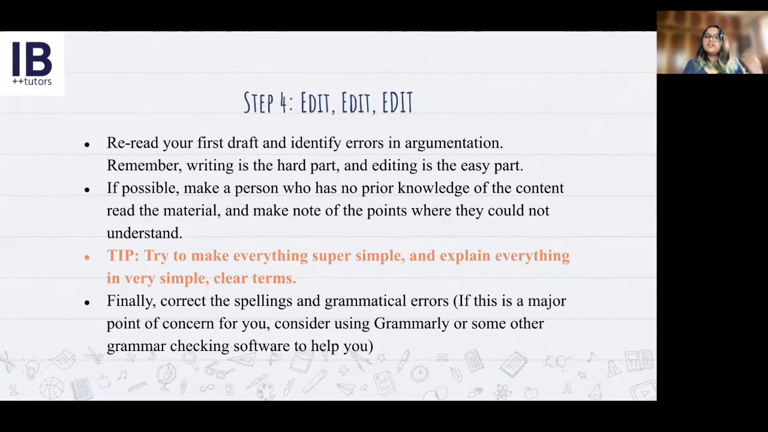So reread your draft and if possible, read it out loud to another person and identify errors in your argumentation. Where do the ideas not flow into each other? Which idea makes sense and which idea doesn't? If possible, try making someone who has no prior knowledge of that subject read the essay and see if they understand the basic plot of what you're trying to say. If they can't understand a certain sentence that you've written, then it's not clear enough. Try to make sure that everything is very simple, very clear, and very easy to understand, because that will help your examiner understand what you were trying to write in your essay.